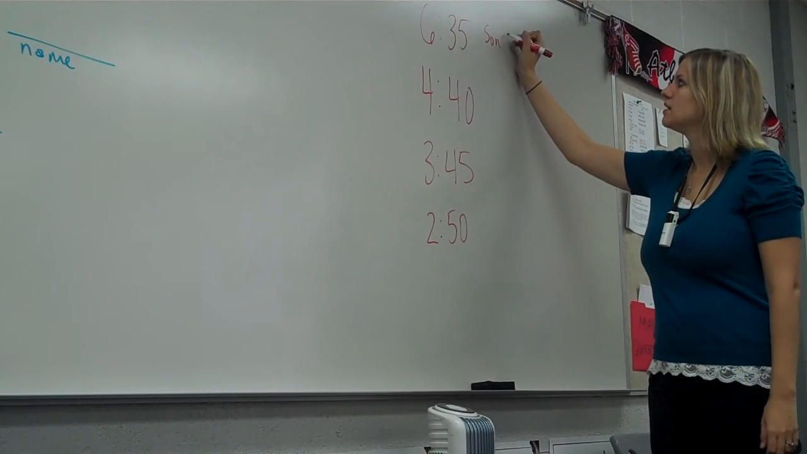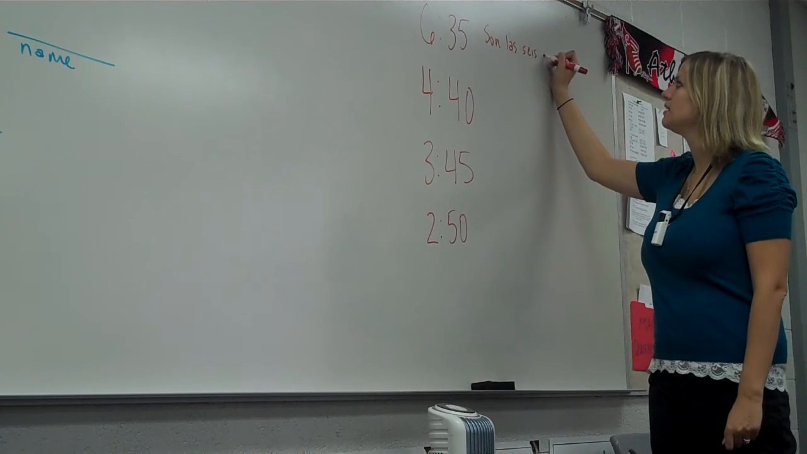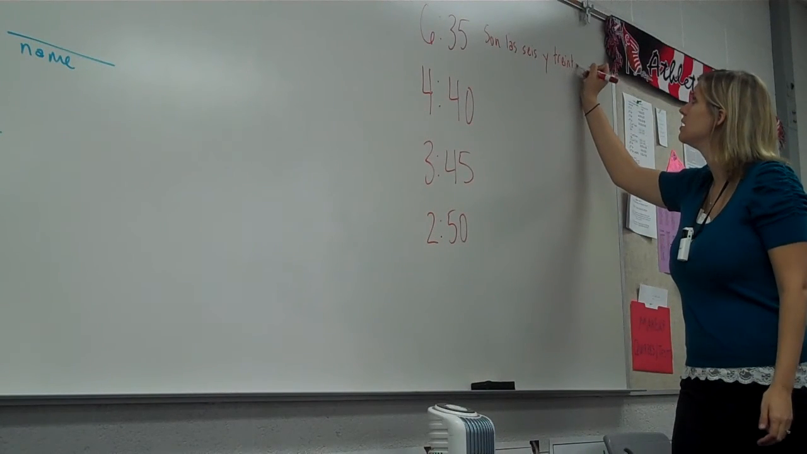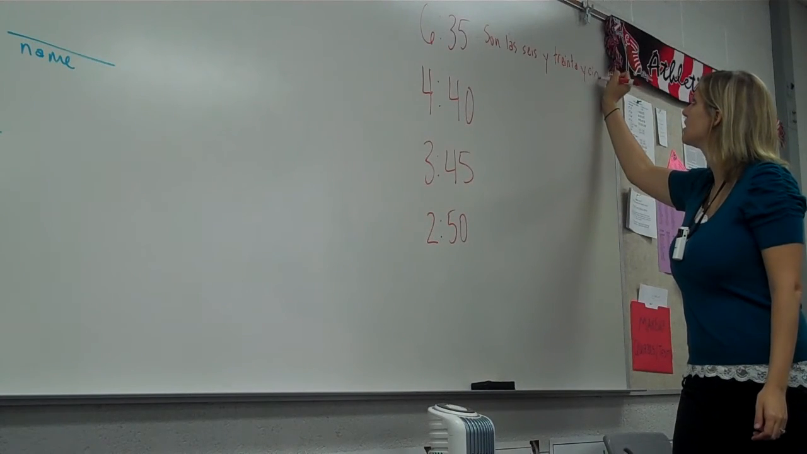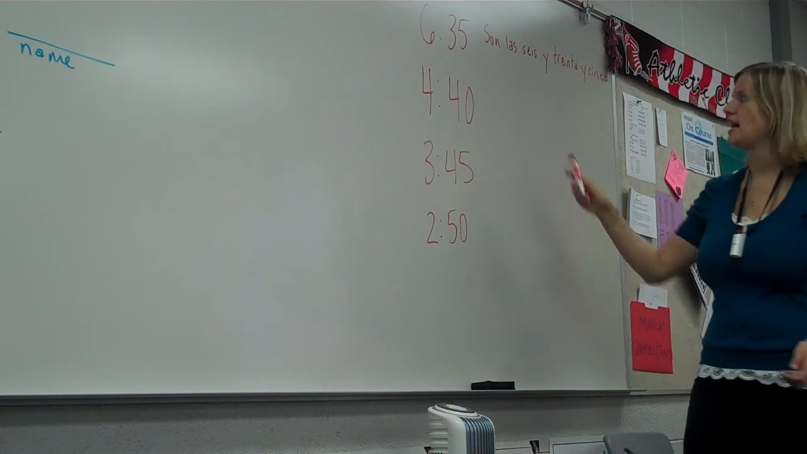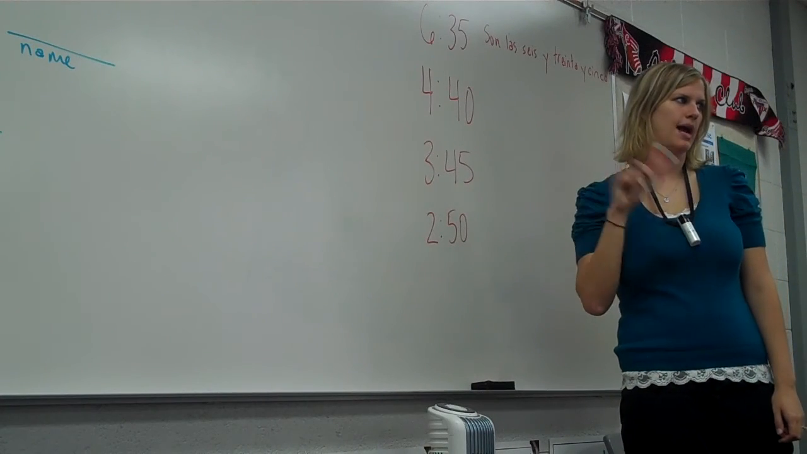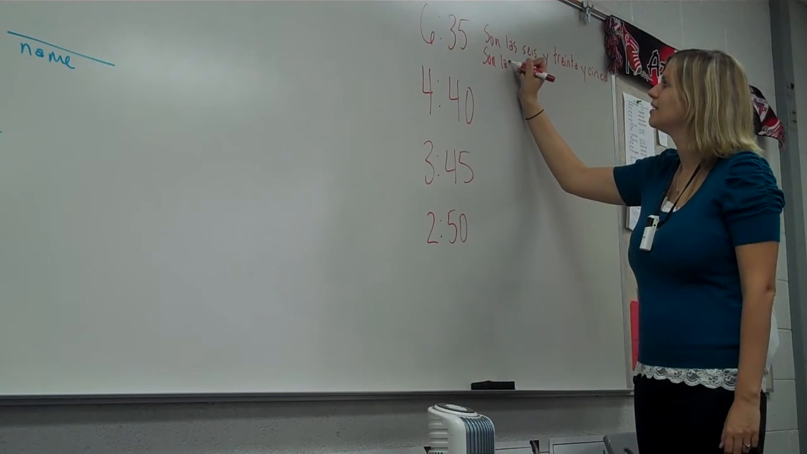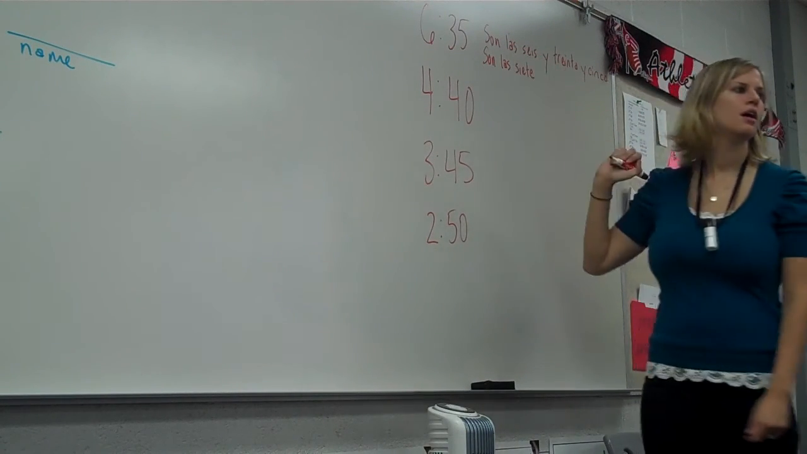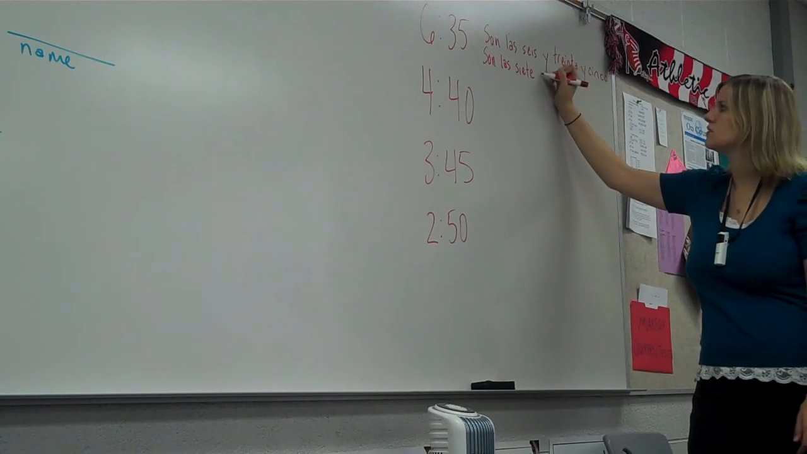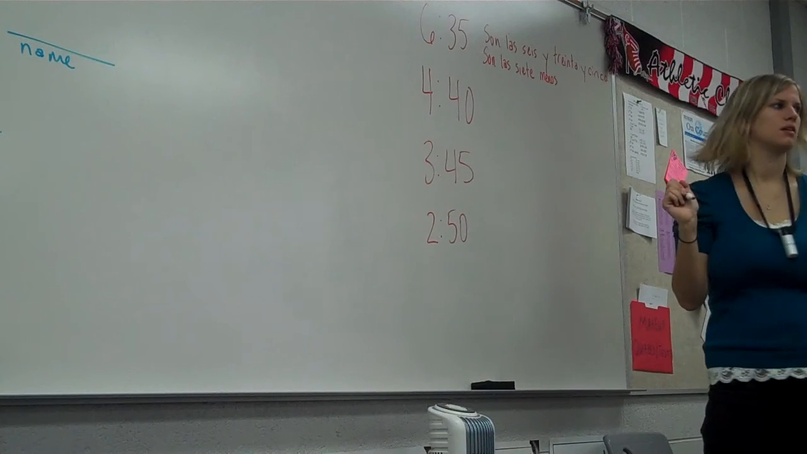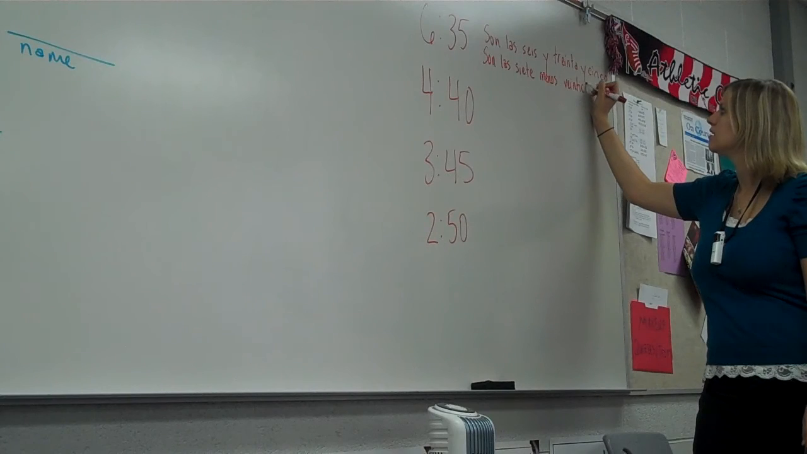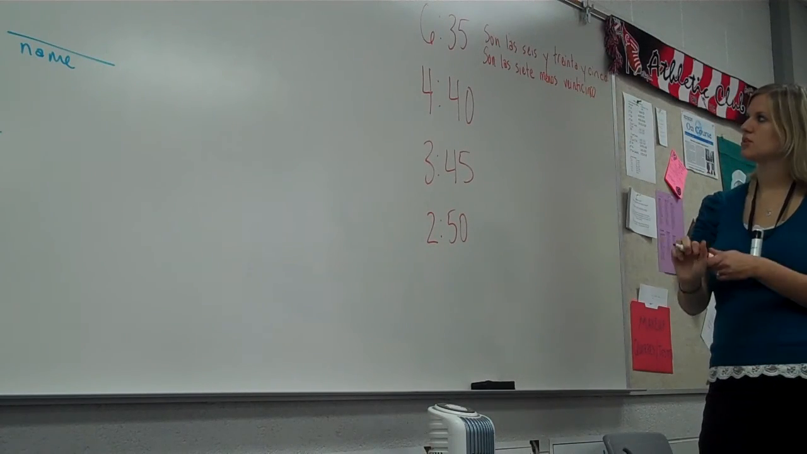"Son las seis y treinta y cinco." Very good. Or you could say it's 7 minus. "Son las siete." Help her out, guys. "Son las siete." What's the next word? Menos. Very good. 25. Very good. Okay. So, oops, my bad. "Son las siete menos veinticinco."